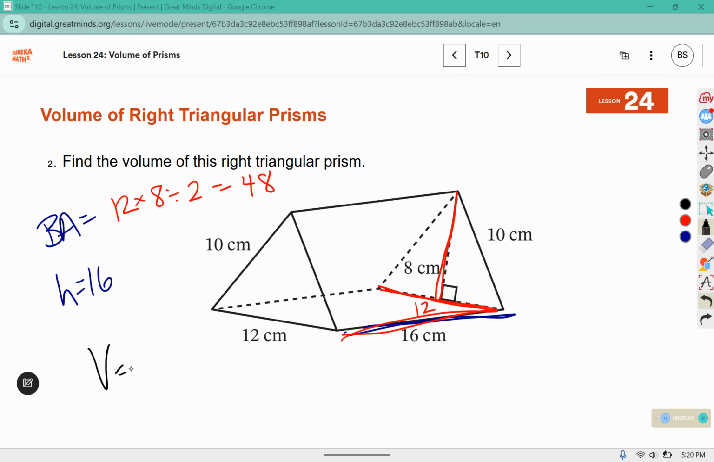So this has a volume of 48, the base area, times the height. So 48 times 16. And that comes out to 768. The units are centimeters, and volume is to the third power.